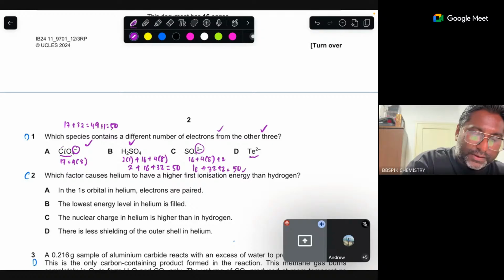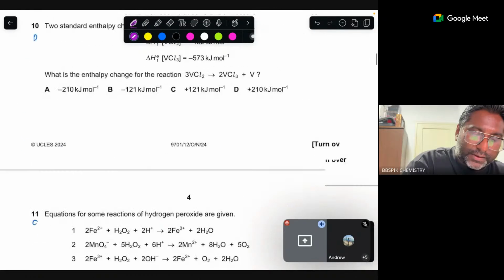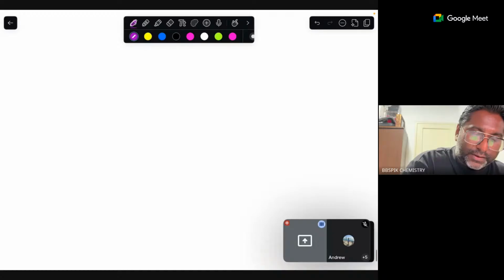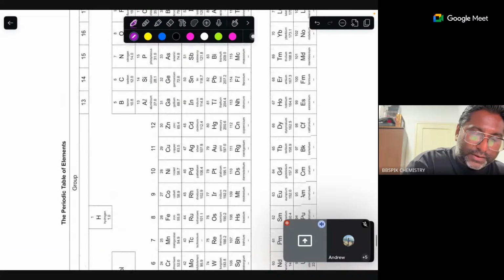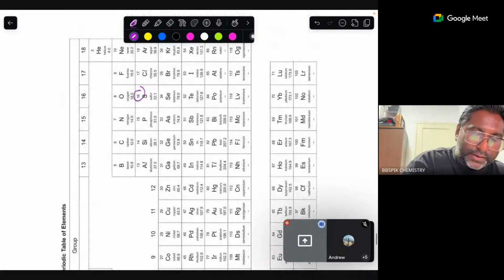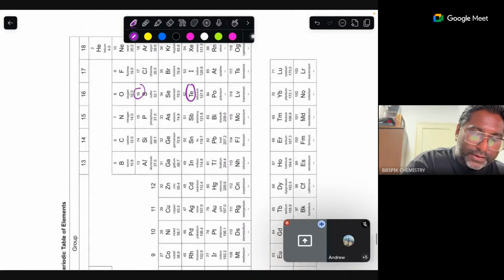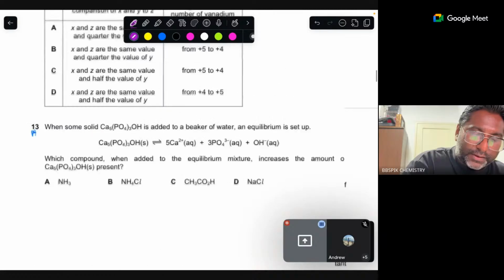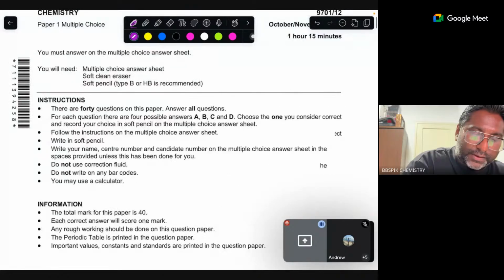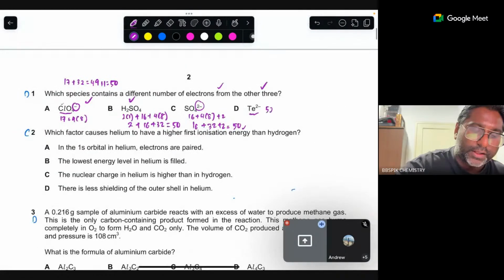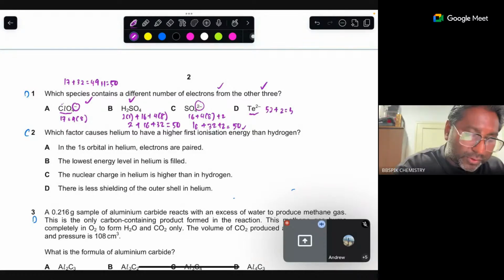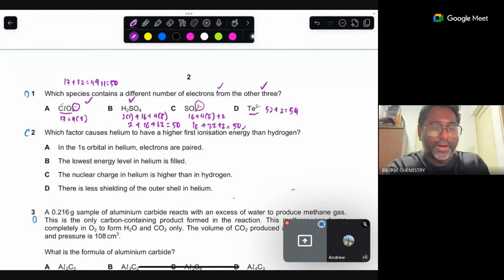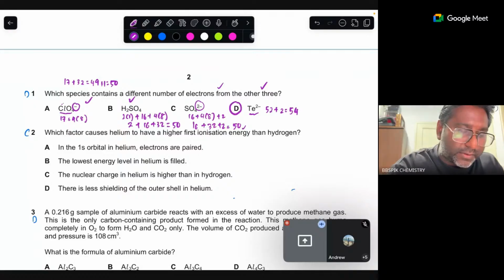For Te 2 minus, let's look at the periodic table. Te is tellurium, which is 52, and the ion is 2 minus, so you have 52 plus 2, total 54. So the different number of electrons is tellurium. So D will be the answer.